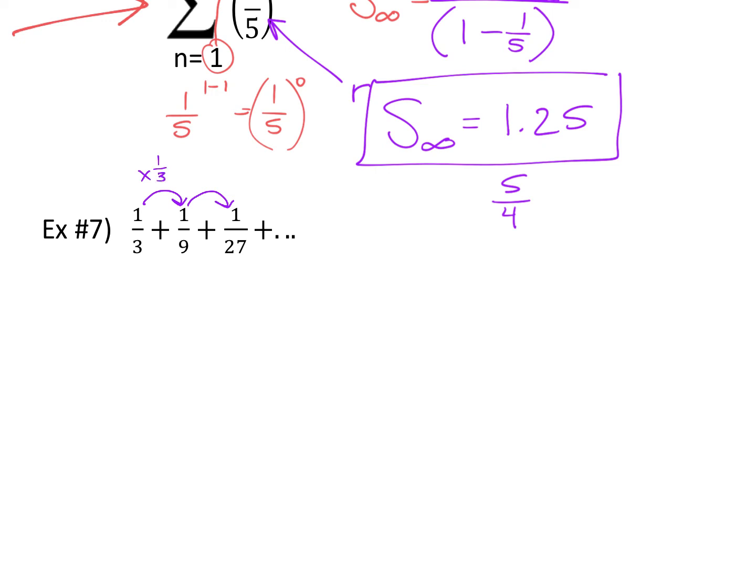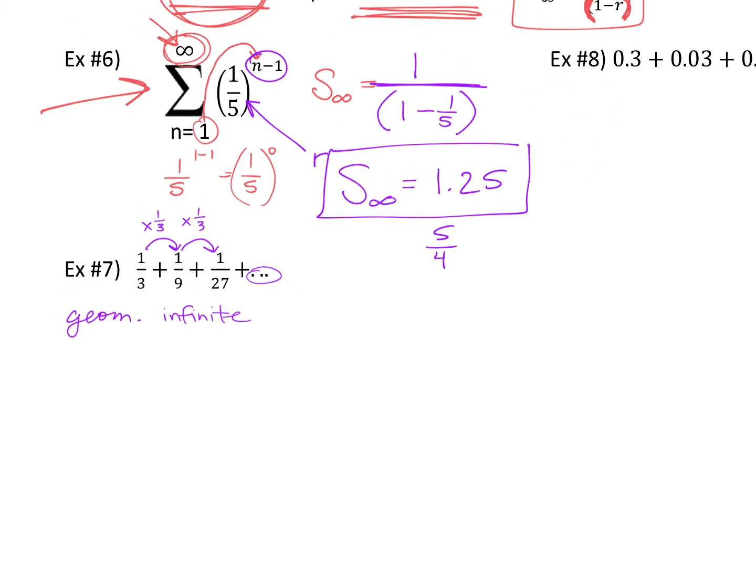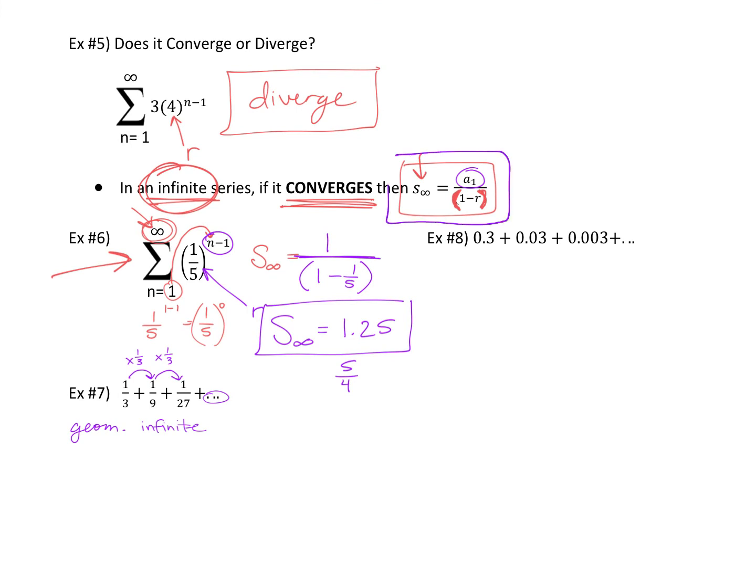Multiply by 1/3. So this is a geometric series, right? Because we're multiplying. Is this finite or infinite? How do you know it's infinite? Dot, dot, dot, right? If there's dot, dot, dot at the very end, then it is infinite. Okay, so you're going to have all these formulas that we've learned. You're going to say to yourself, I need the infinite geometric formula. That's going to be the one, it's the only one that has infinity in it. So when you know it's infinite and you're trying to solve, you're going to use that one.